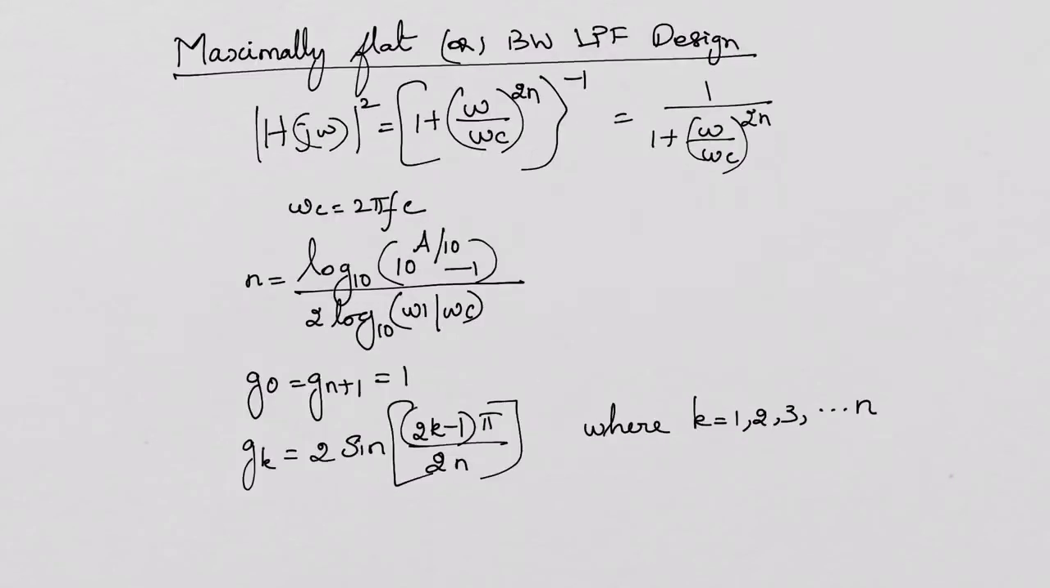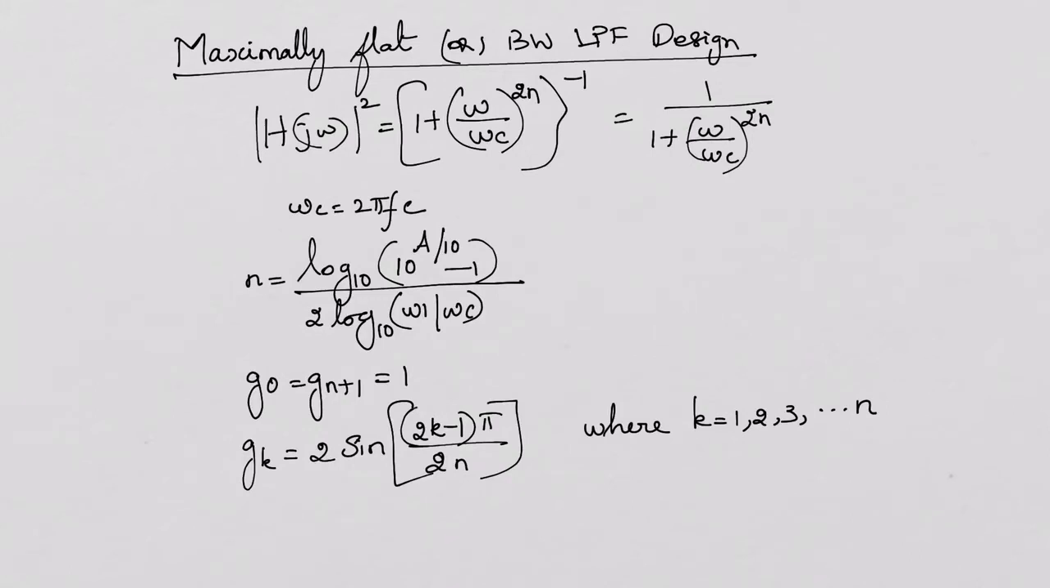Now let us look into the design of the maximally flat Butterworth low pass filter. For that, we know that the magnitude of H of j omega, squared, is equal to 1 plus omega by omega c, the whole power 2n, the whole power minus 1. You will write this in the digital signal processing subject as 1 divided by 1 plus omega by omega c the whole power 2n. Here omega c is the cutoff frequency, which is equal to 2 pi fc.